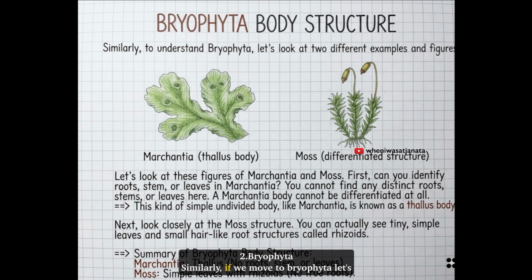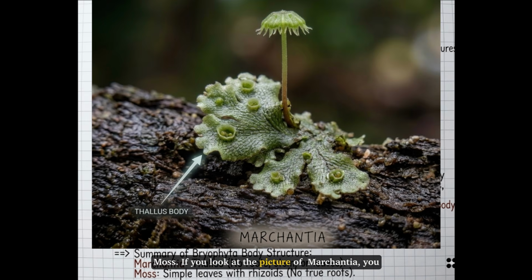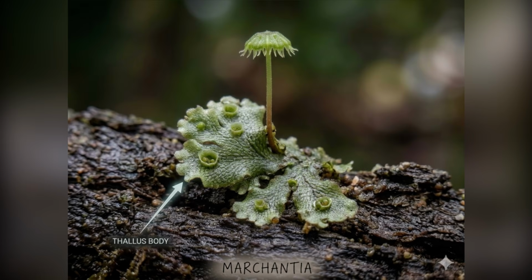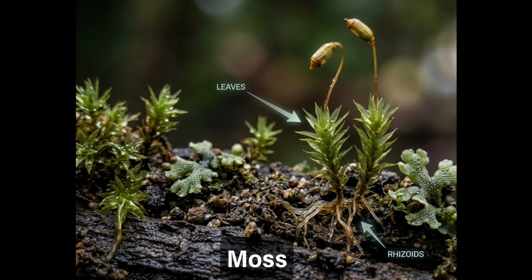2. Bryophyta. Similarly, if we move to Bryophyta, let's look at two different examples, Marchantia and moss. If you look at the picture of Marchantia, you still cannot differentiate its body into roots, stem, and leaves. Therefore, it is also a thallus. However, if you look closely at the picture of a moss plant, you will start to see something new. You can actually see tiny, simple leaves and small, hair-like root structures called rhizoids.